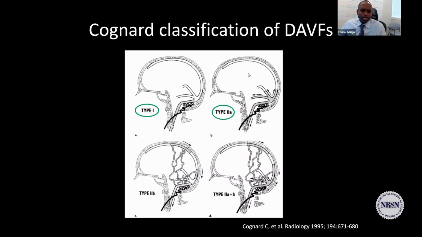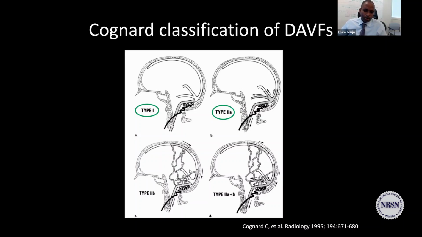In picture form, this is what that means. Again, occipital artery to the sigmoid sinus, antegrade flow, type 1. Even here, where we have retrograde flow, it's still a type 2A; these are benign. The moment you start to have cortical venous drainage, now you're getting into the aggressive kinds.